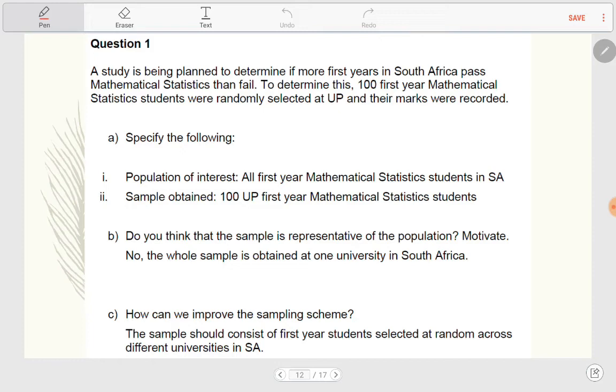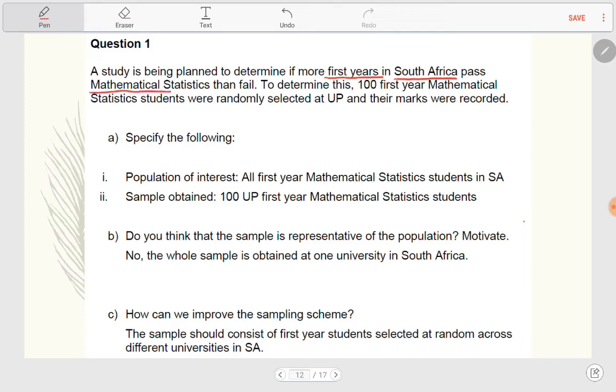So when you get a question like this, you want to ask yourself, what am I interested in studying? I know that I want to look at the proportion of those who pass and fail. That'll tell me the answer. But who am I focusing on? What is the group that I'm interested in? We know we're not just interested in anybody. We're interested in first year students, but not all first year students. We want them specifically to be in South Africa, but we're focusing on their mathematical statistics.